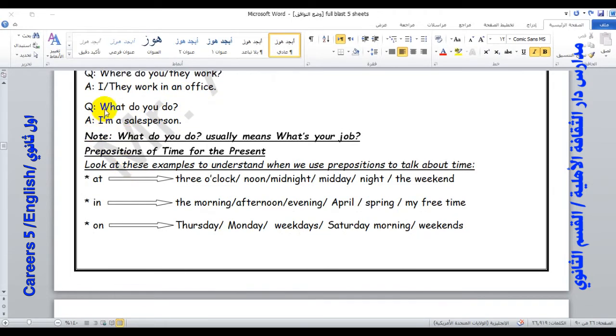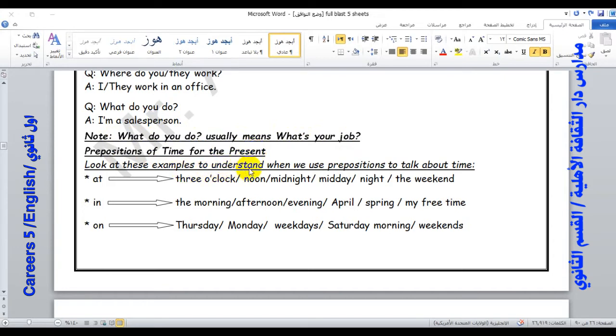What about question number 3, what do you do? It means what's your job? I am a salesperson. Note, انتبه كويس معايا في النقطة دي. What do you do? It has the same meaning of what's your job? ما عمله.